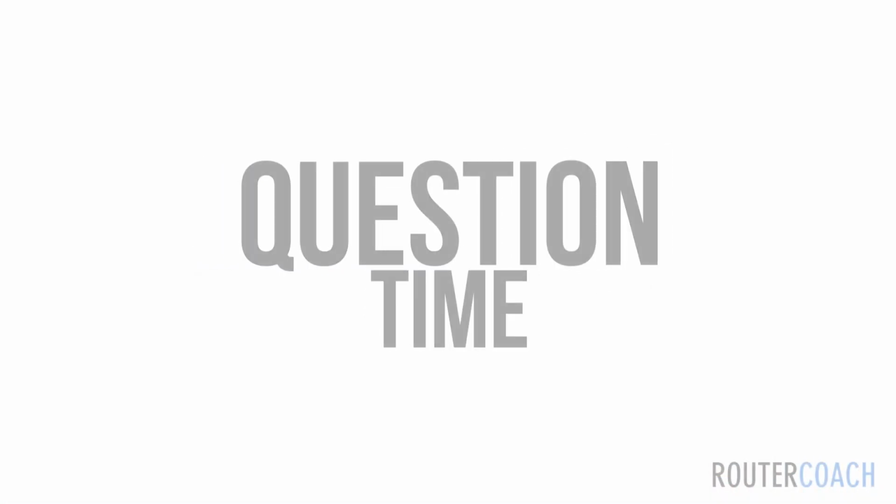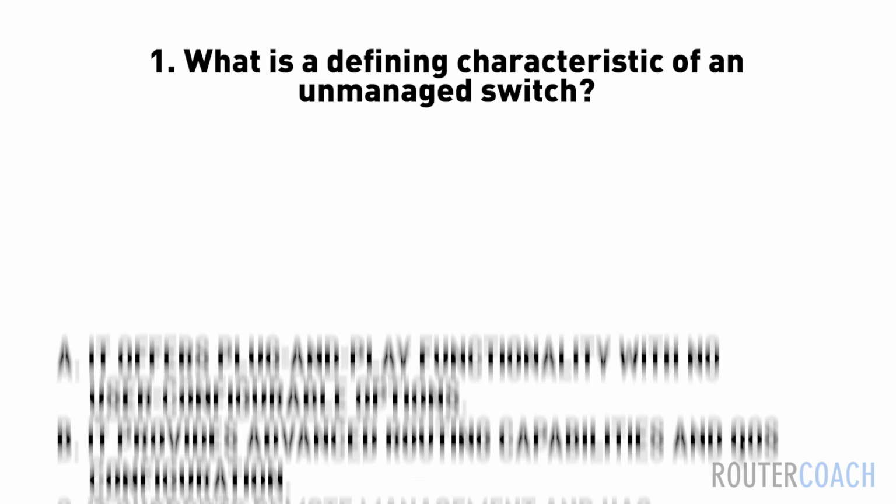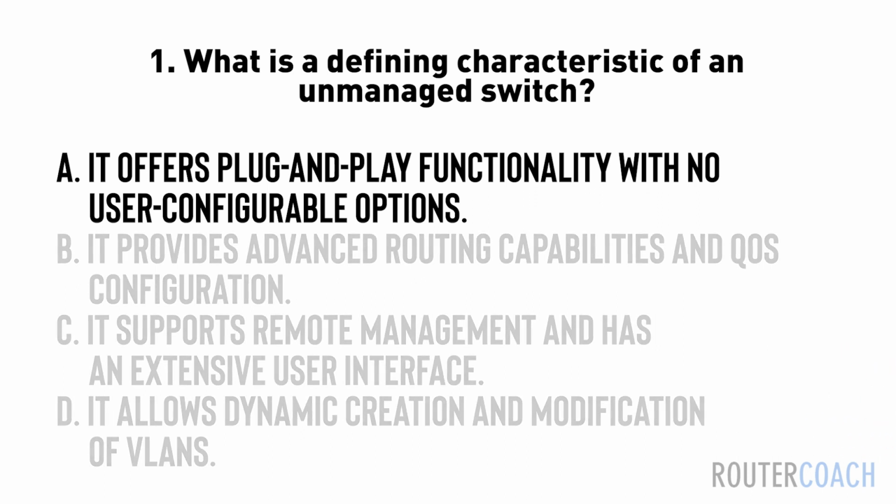It's question time. Question 1. What is a defining characteristic of an unmanaged switch? A. It offers plug-and-play functionality with no user-configurable options. B. It provides advanced routing capabilities and QoS configuration. C. It supports remote management and has an extensive user interface. D. It allows dynamic creation and modification of VLANs. The answer is A. Unmanaged switches are designed for simplicity and ease of use, featuring plug-and-play functionality, but lacking advanced configuration options typically found in managed switches.